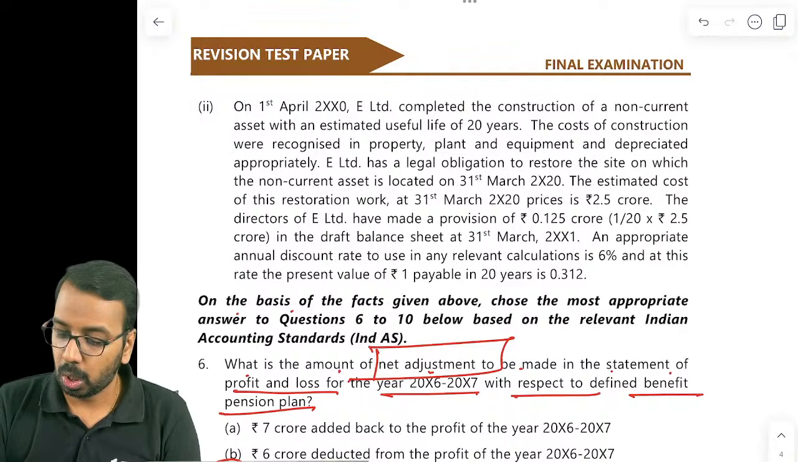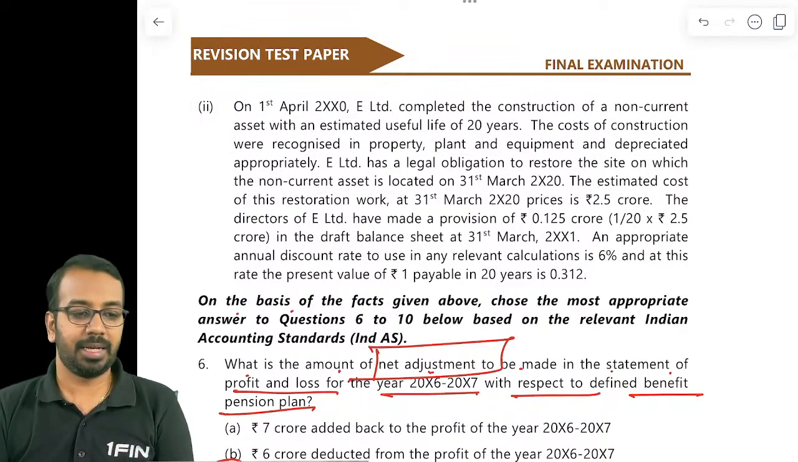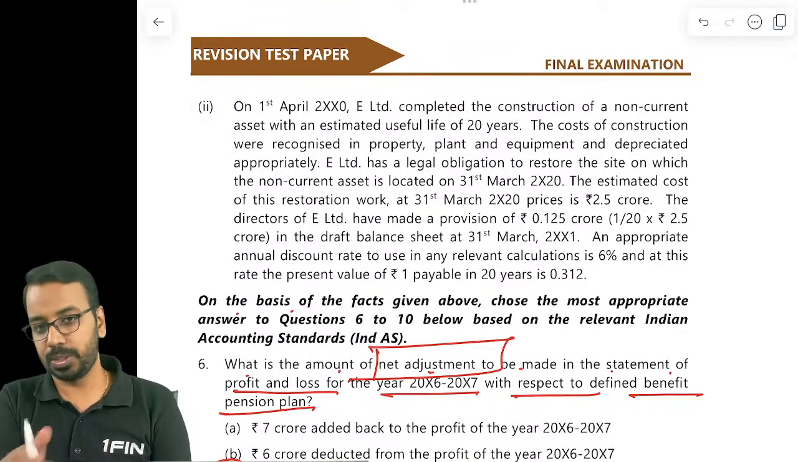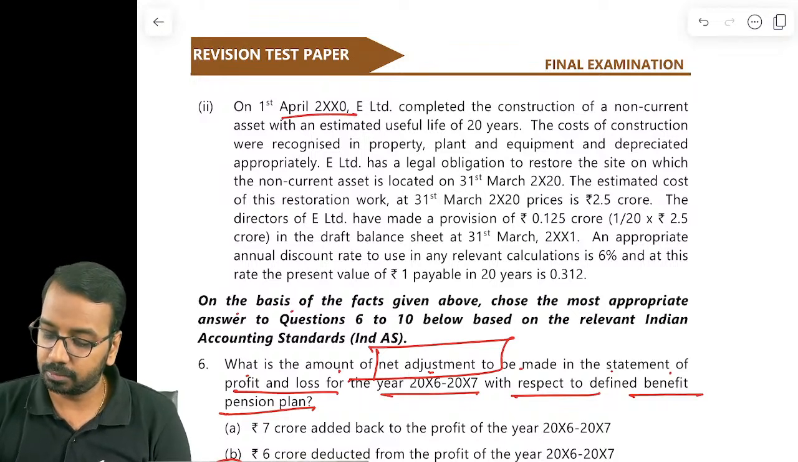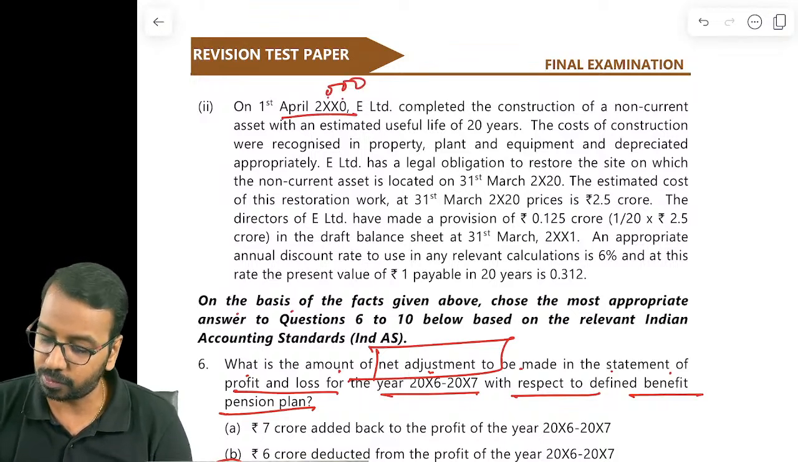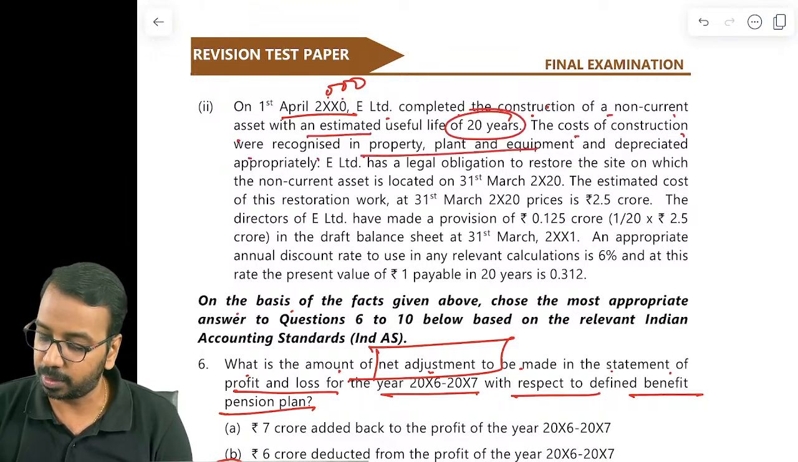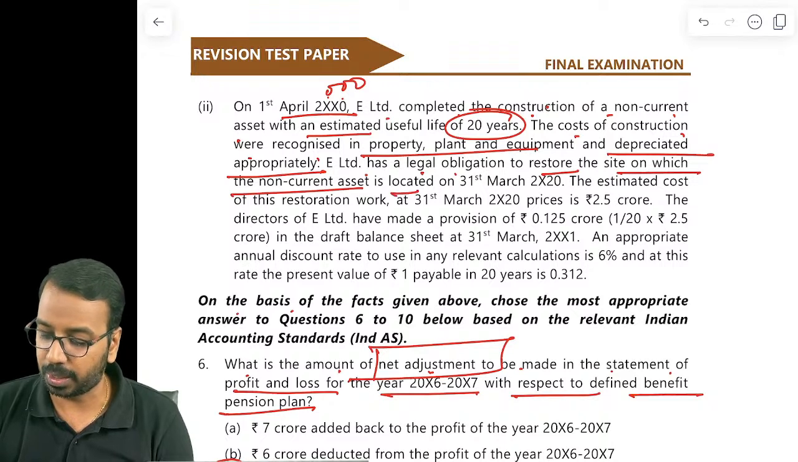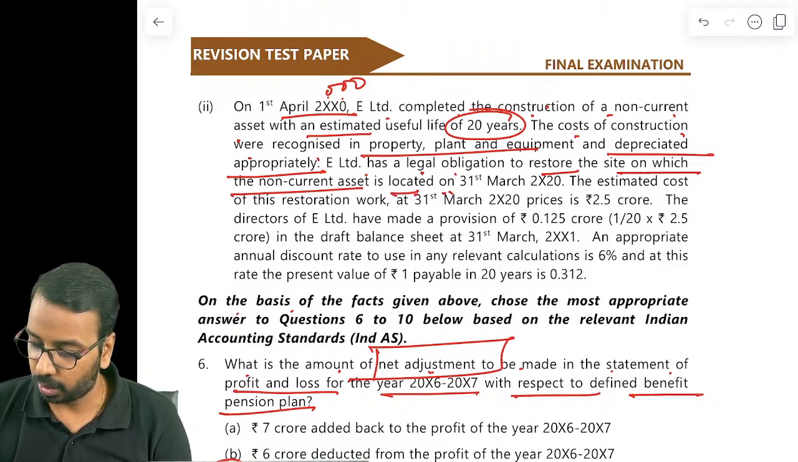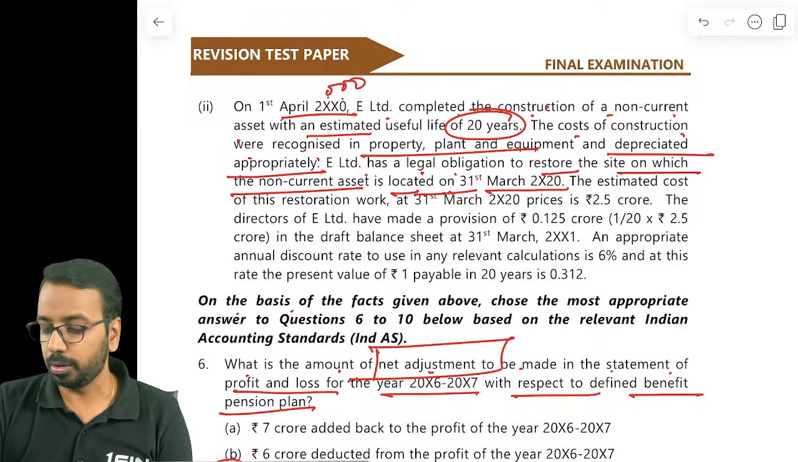Then the second one is similar to the questions that we have discussed, and this also is similar. On 1st April of year 2000, E Limited completed the construction of a non-current asset with an estimated life of 20 years. Cost of construction was recognized in PPE and depreciated appropriately. E Limited has a legal obligation to restore the site on which the non-current asset is located on 31st March of 2020, so 20 years.